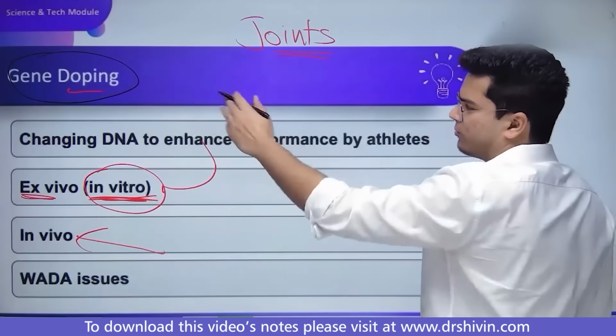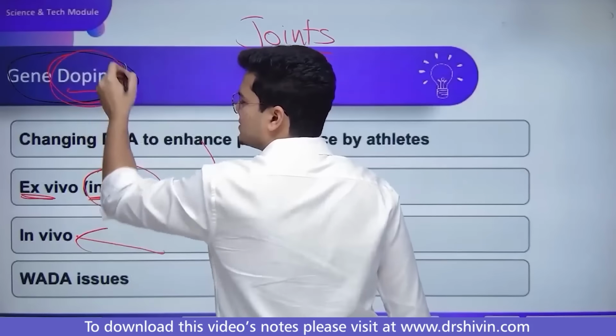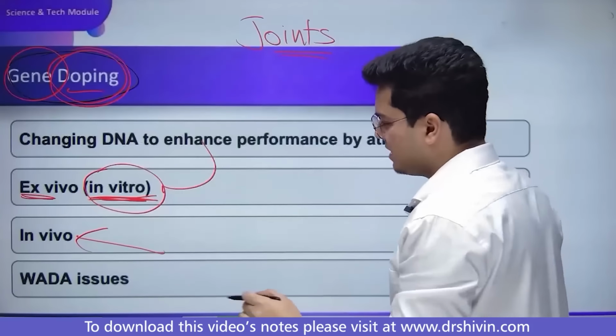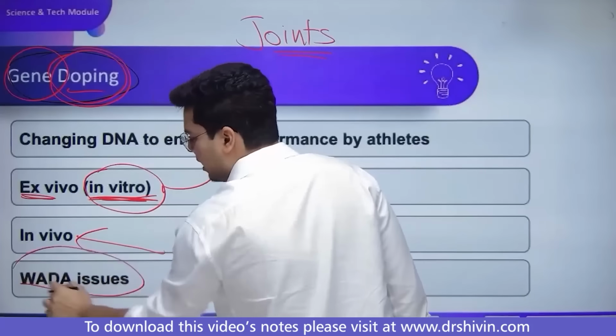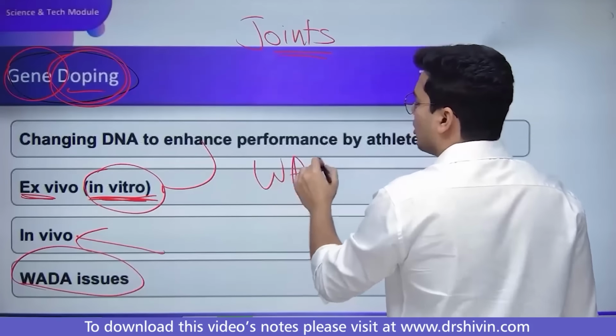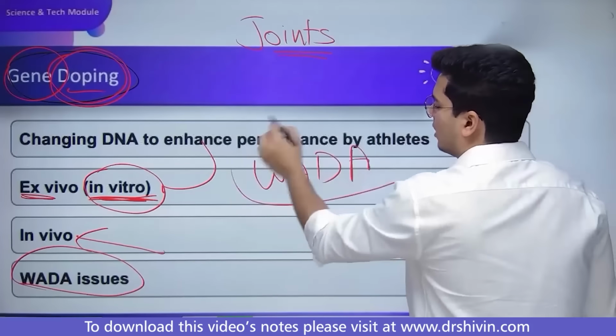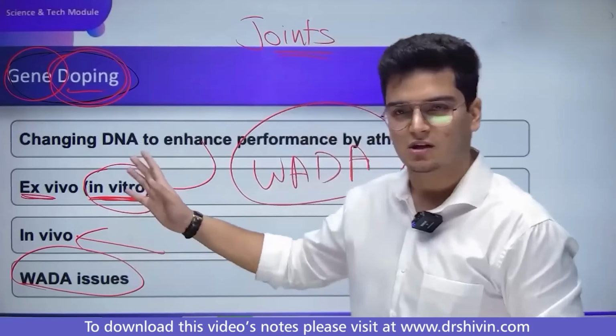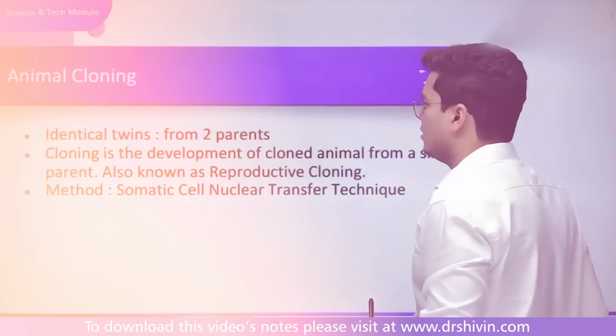Again, the word breakdown will make it clear to you. Doping means artificial enhancer and gene you already know. So using a gene as an artificial enhancer, there have been some issues with the WADA. The WADA is the body called World Anti-Doping Authority. It has issued certain guidelines on gene doping. That is why it was in the news. So this term should be clear to you.